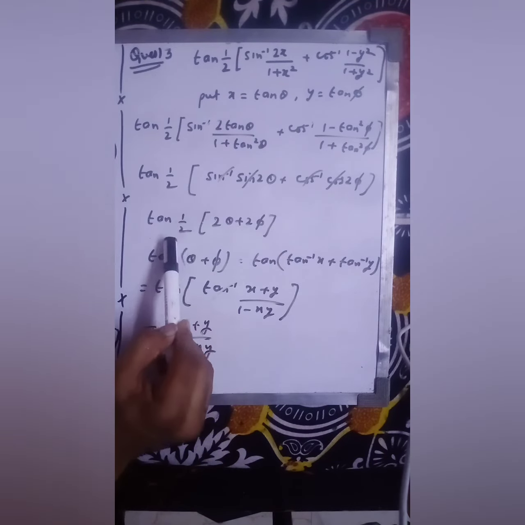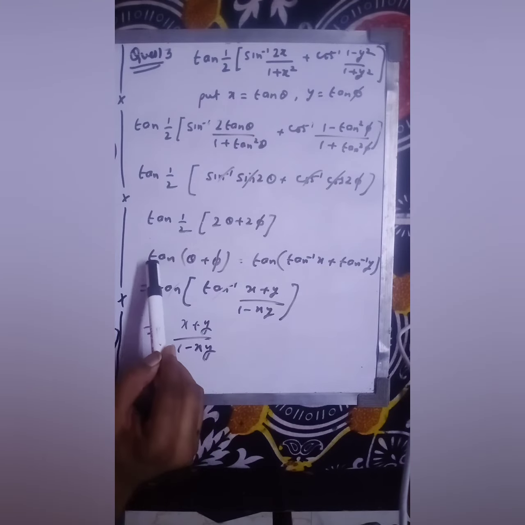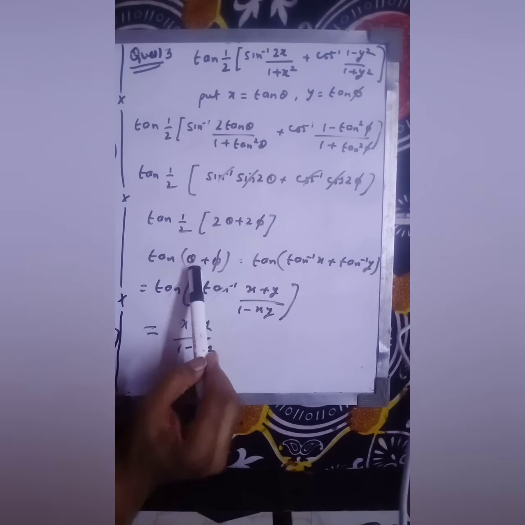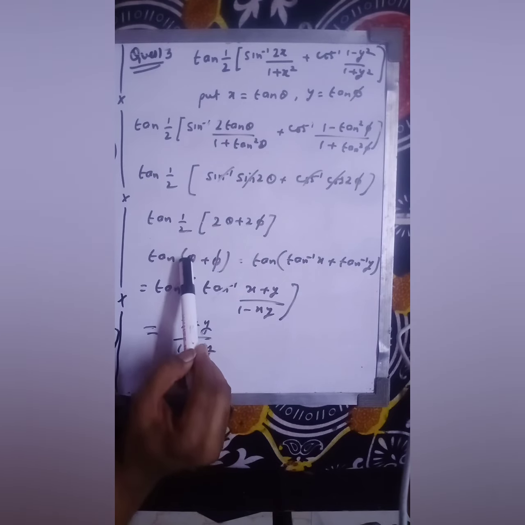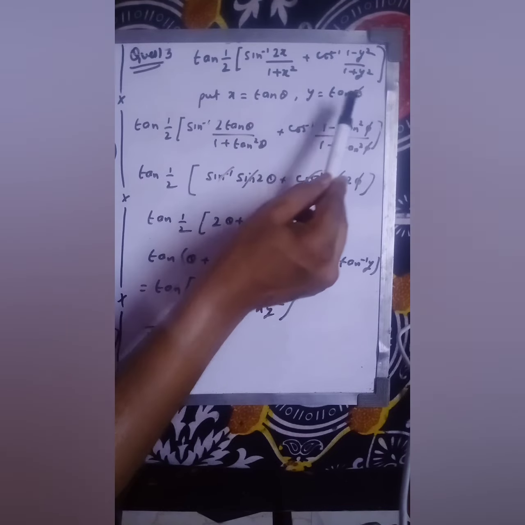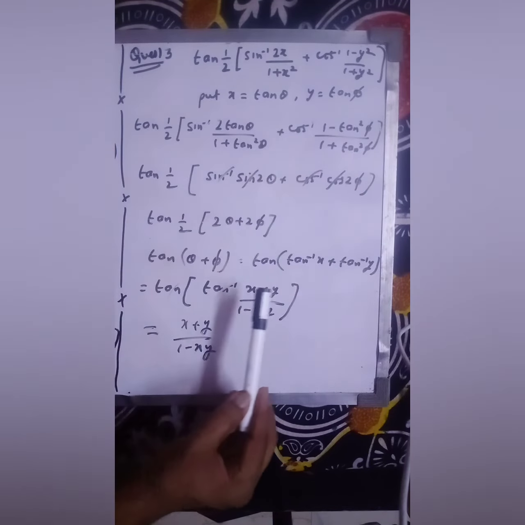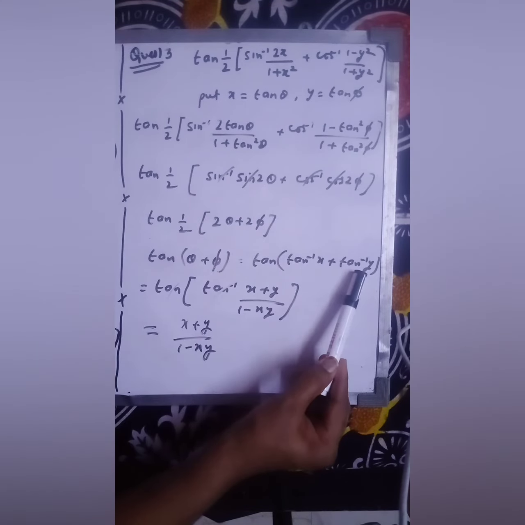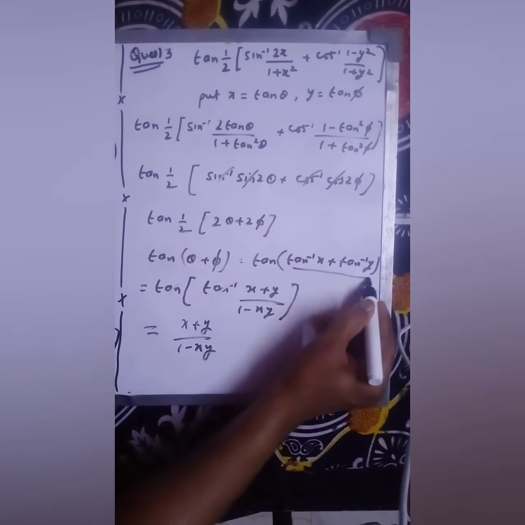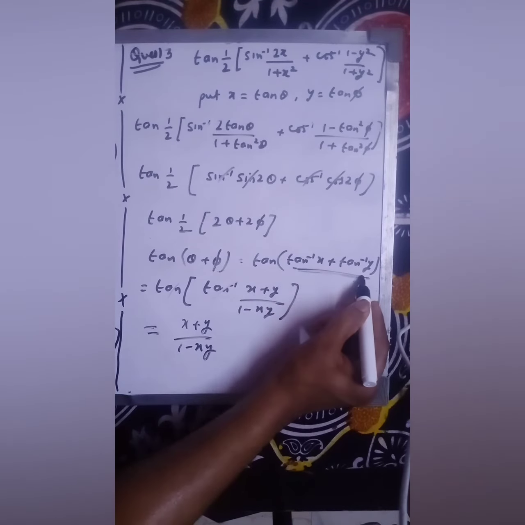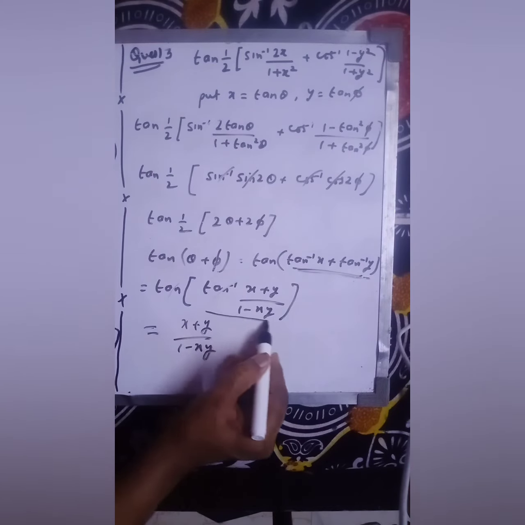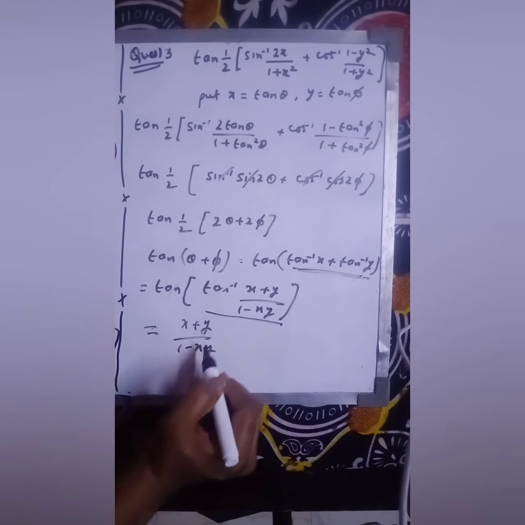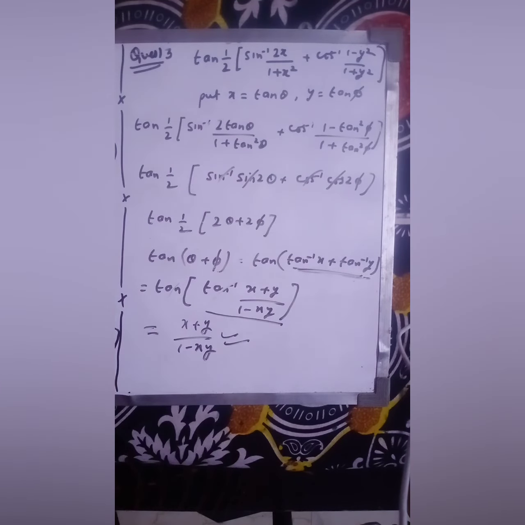When you take 2 common, this half will cancel out and you will get tan of theta plus phi. Tan same, and this theta plus phi you will get. The value of theta would be tan inverse x and the value of phi will be tan inverse y. So in place of theta I'm writing tan inverse x, in place of phi I'm writing tan inverse y. Then you have to apply the formula here. This is the formula. Then tan inverse and tan will cancel out and this is your final answer.